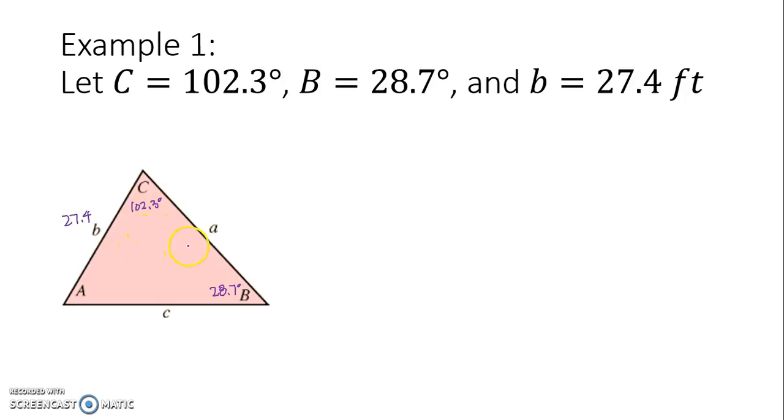When deciding whether to use law of sines or law of cosines, if I know a side and the angle across from it, that is going to be law of sines. So I'm going to want to set up law of sines. When I set that up, I don't have to set up all three ratios. I only need to use two to start. And I am going to try to find all of the sides and angles.